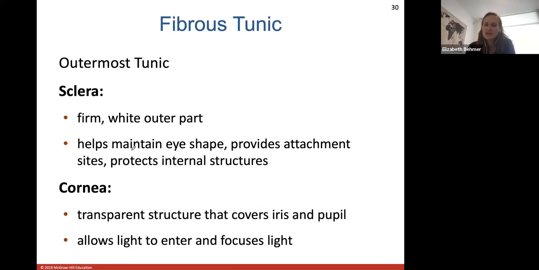The cornea is the transparent structure that covers your iris and pupil. It's kind of where you would put a contact lens, and it will allow light to enter and will help to focus or bend the light.